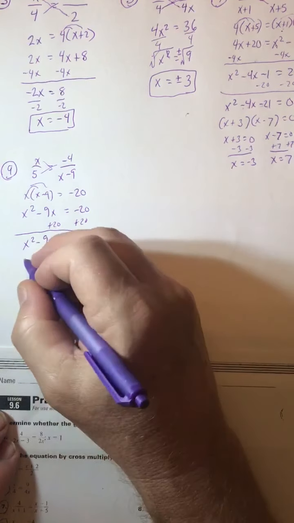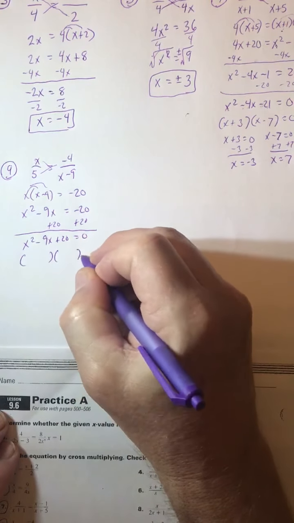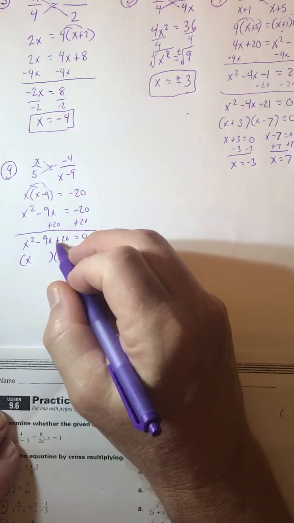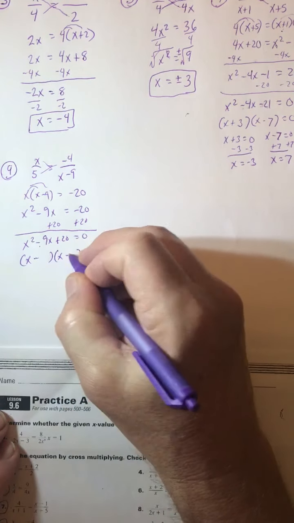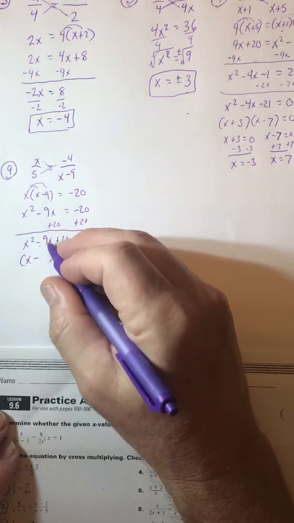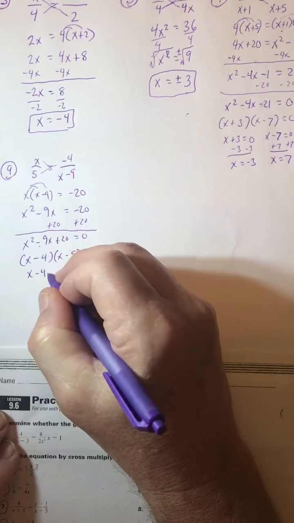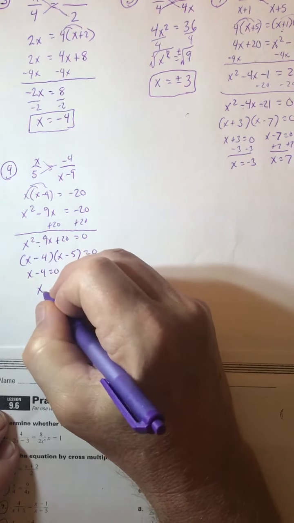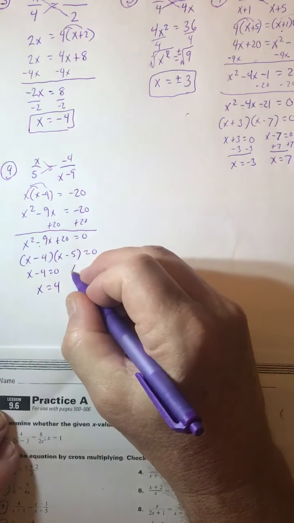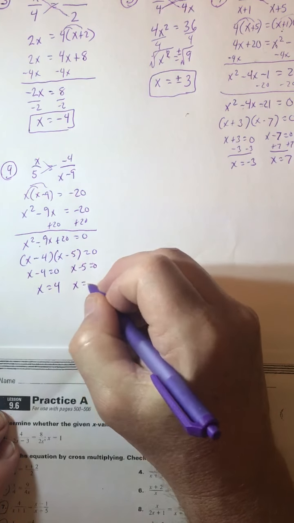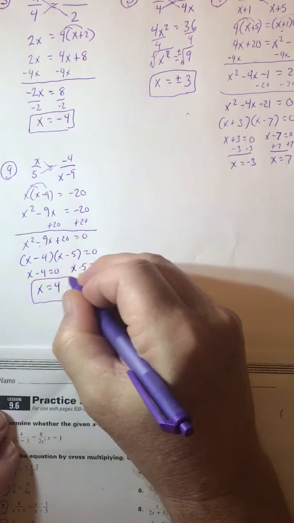Now we have to factor this out. 2 sets of parentheses equals 0. X is in the front. Signs are the same. They're both negative. And factors of 20 that add up to 9 would be 4 and 5. Then I set x minus 4 equal to 0. Add 4 to both sides to get x equals 4. Set x minus 5 equal to 0. Add 5 to both sides to get x equals 5. So we get 2 answers for this one.